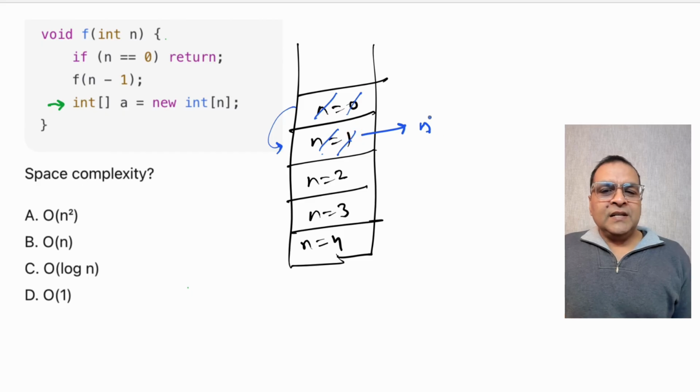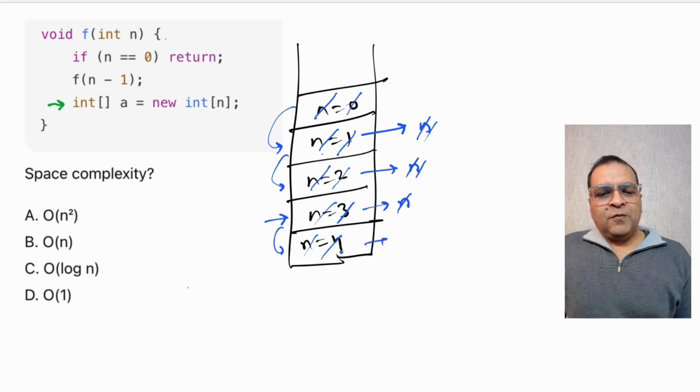When this function returns, obviously this memory will be deallocated, and the control will come to the function where n is n minus 2, where n is equal to 2. Now this function will allocate memory, and then after allocating memory, this function will also return, and the memory allocated will be deallocated. Again, the control comes to this function. So this function before returning will allocate memory and then return. So when it returns, the stack frame will be deallocated and this memory will be deallocated. Similarly, the last function, this memory will be deallocated, and this stack frame will be deallocated, but before returning, it will allocate memory of size n.